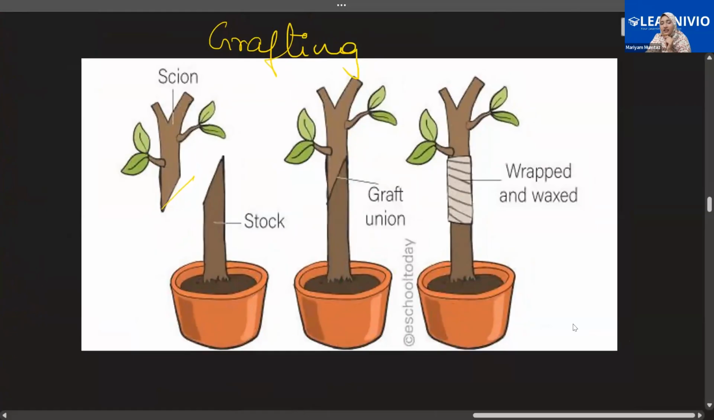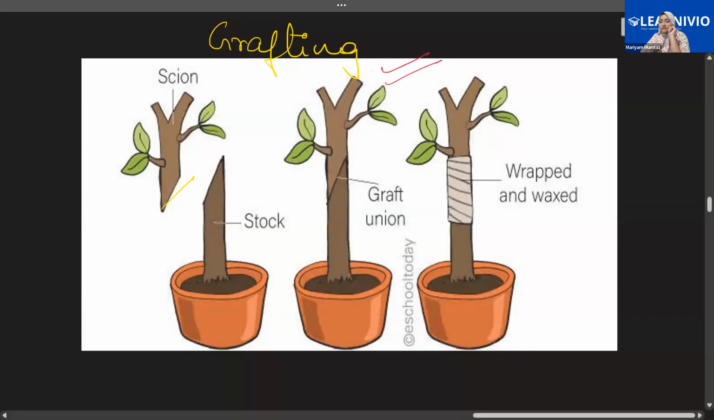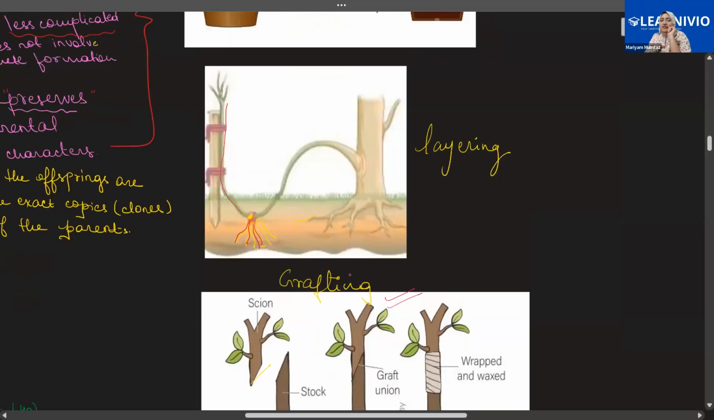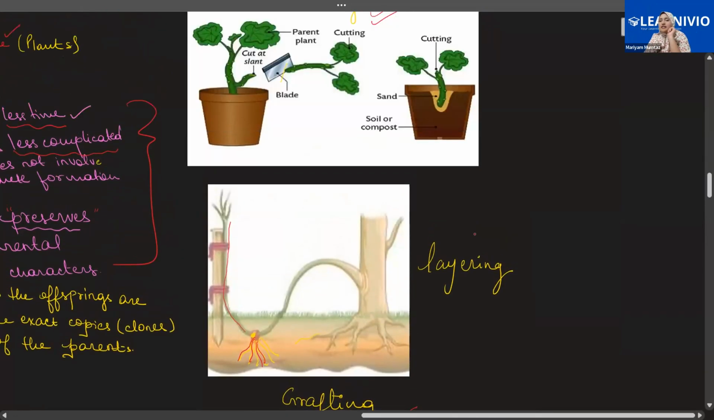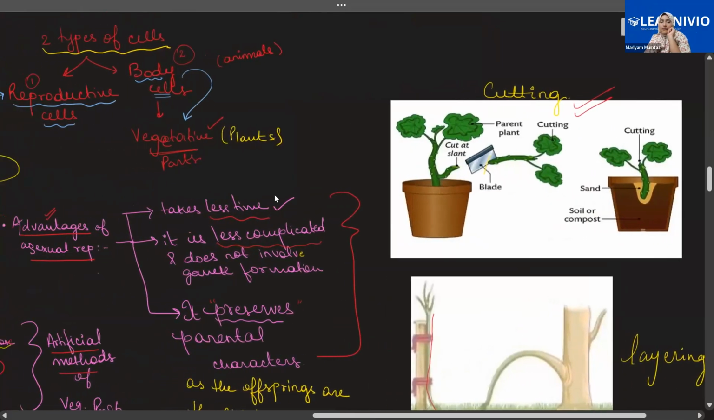So we cut the plant at an angle. For example, you take one plant of one variety and another plant, and you join their cut parts together, and then you wrap it around. So the vegetative propagation will take place. So that is grafting. Got it, students? Yes. So these are the methods that we as humans are doing. This is the artificial method of vegetative propagation.